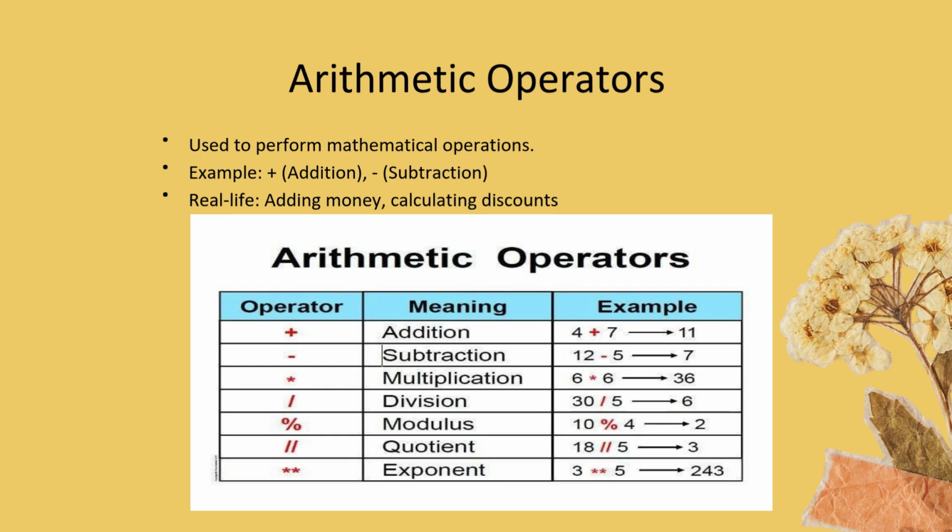Let me give you a fun real world analogy to help remember this. Imagine you are running a bakery. You add ingredients, that's plus. You subtract the cost of materials from your sales, that's minus. You multiply batches when you get more orders, that's multiplication. You divide a cake among customers, that's division.